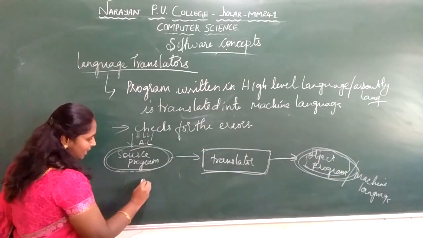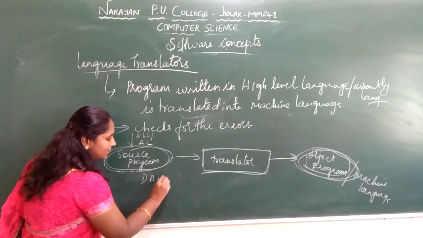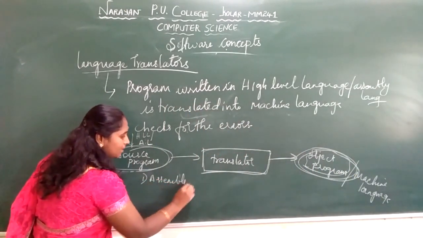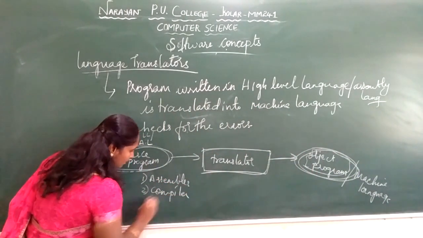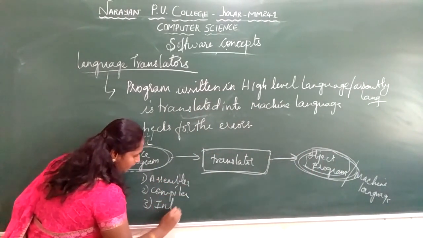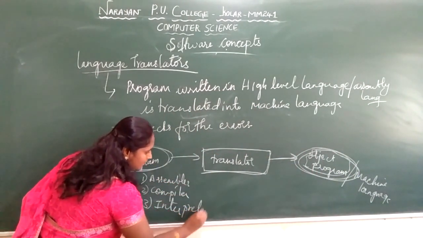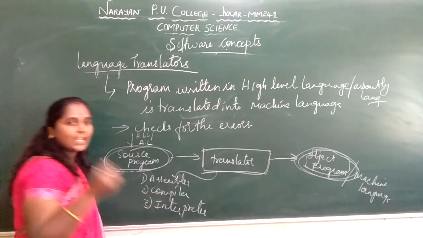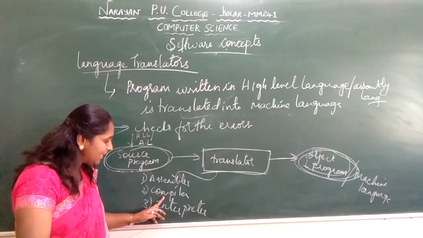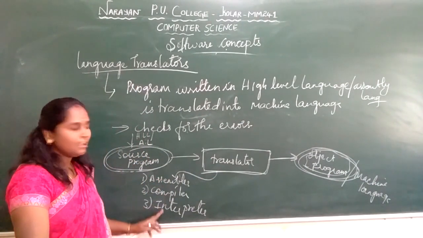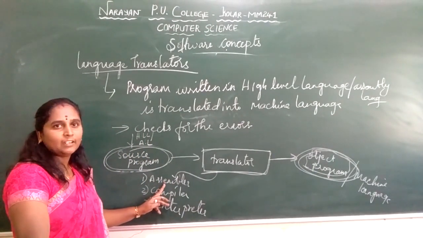There are three types of translator. First one is assembler, second one is compiler, third one is interpreter. See here, your translator comprises of three types. One it is assembler, second one it is compiler, third one it is interpreter. First we will see what is assembler.